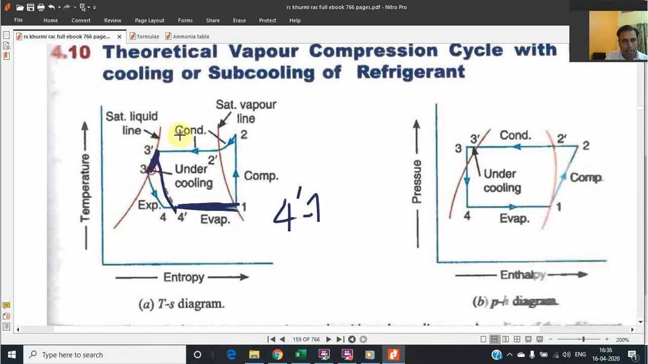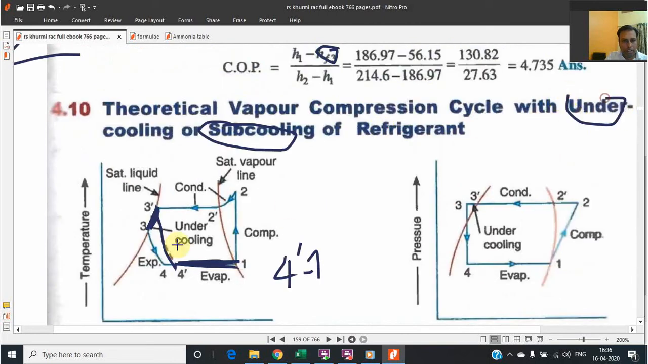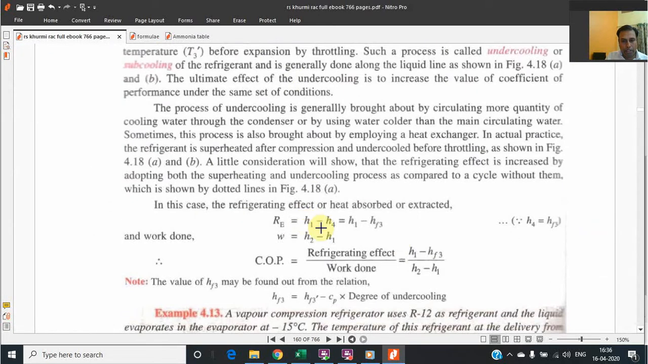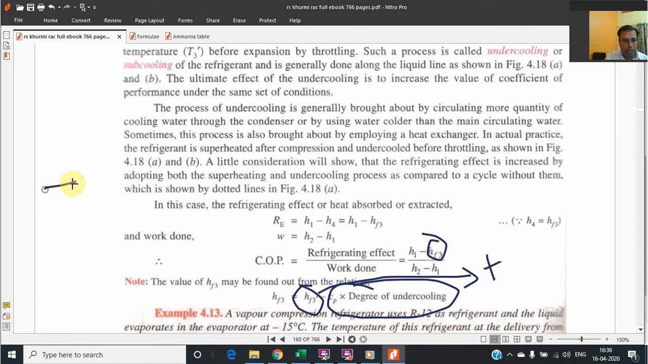Now they will cool the refrigerant further. Further cooling is technically called subcooling. Means we are undercooling. We are cooling more. Cooling more causes the HF3 to decrease further. This time we have to obtain HF3 from the table, and whatever degrees centigrade you have gone down, that is to be subtracted. Means only in the fifth case, that is the fifth case we are coming up.